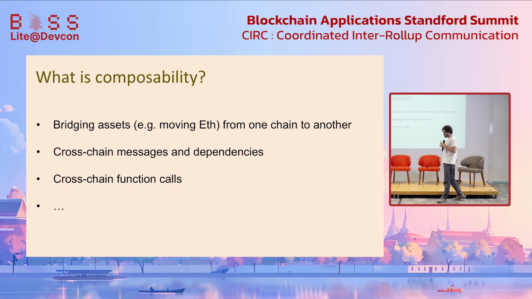If you can have cross-chain function calls, which is the way that applications on a single VM compose, where a transaction on one application can call a function on an application on another, that is the highest form of composability that we have today. There could be other things on this list as well.